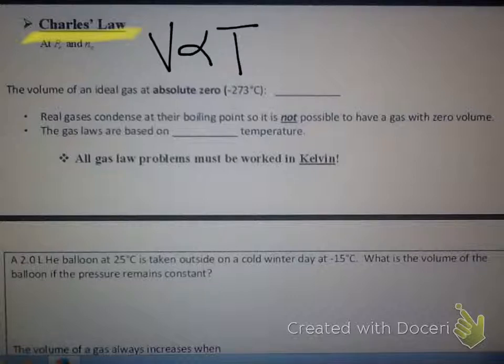Now remember what proportional means. It means they move in the same direction by the same amount or quantity or ratio. So if I were to double the volume of the gas holding pressure and moles constant, if I double the volume, I would double the temperature of the gas. If I halved the volume, I would halve the temperature of the gas. So they move in the same direction. They're proportional. So what's the equation I'm going to use for Charles' Law?